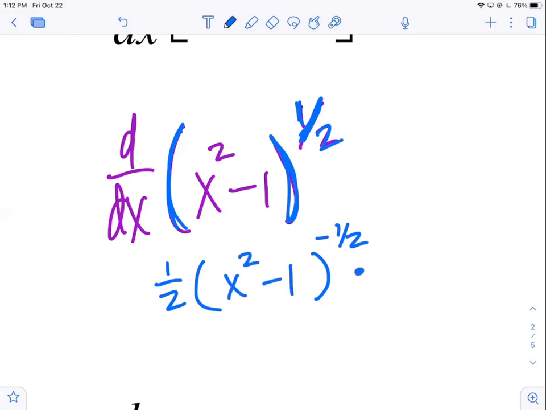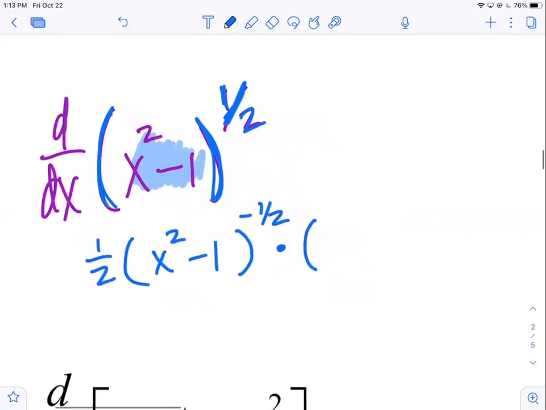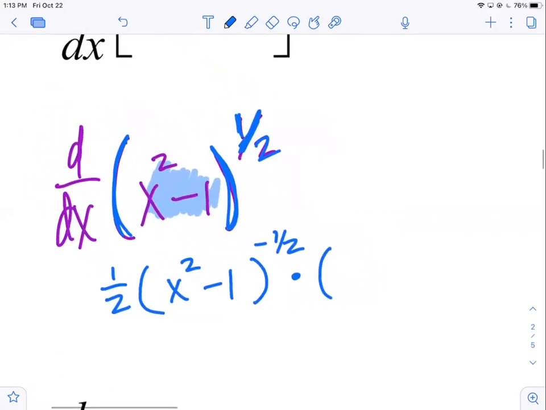Now I put times, and now I look inside and I'm like, oh, there's something in there. It's x squared minus 1. So I multiply by its derivative. What's the derivative of x squared minus 1? 2x. Boom. Okay. Minus 0 or 2x. And that's it. That's the derivative, right?